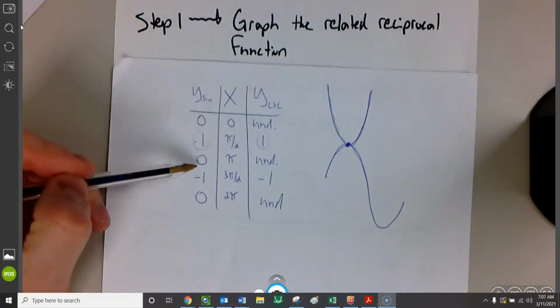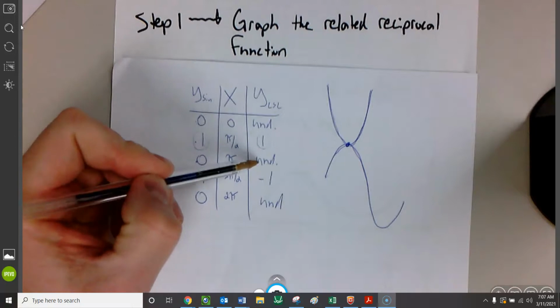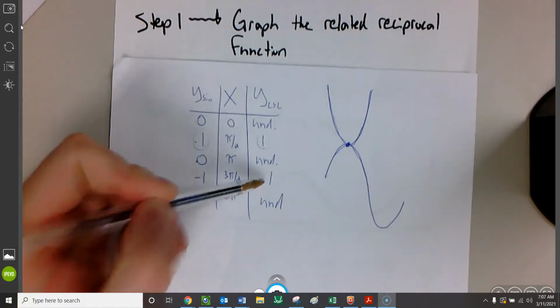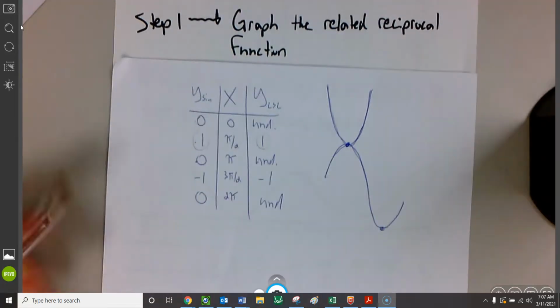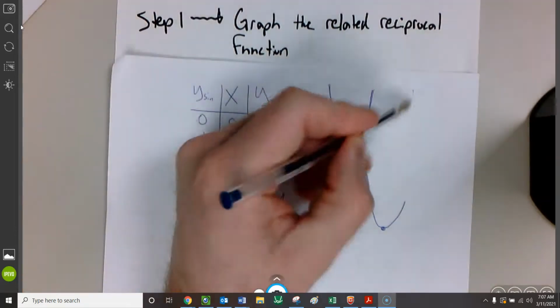And then we keep going around. If it's at 0, that's an asymptote. At -1, they share that point. That would be this one down here. At 0, it's undefined. That would be another asymptote.